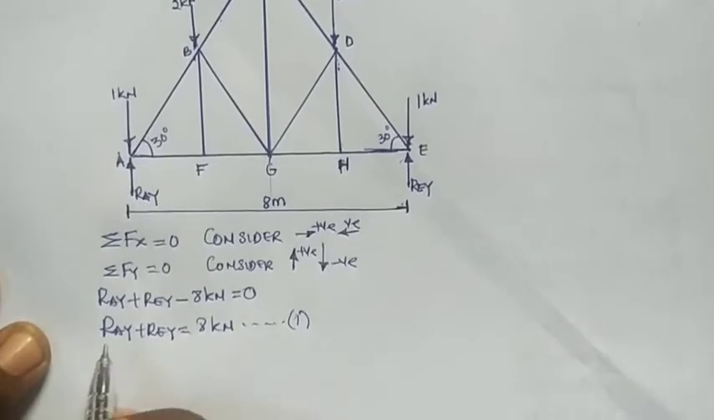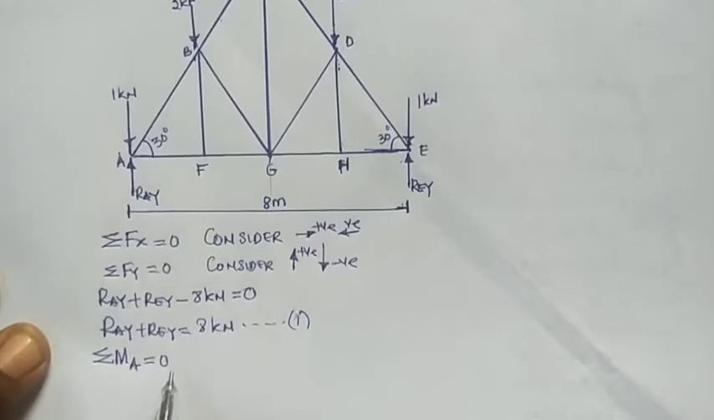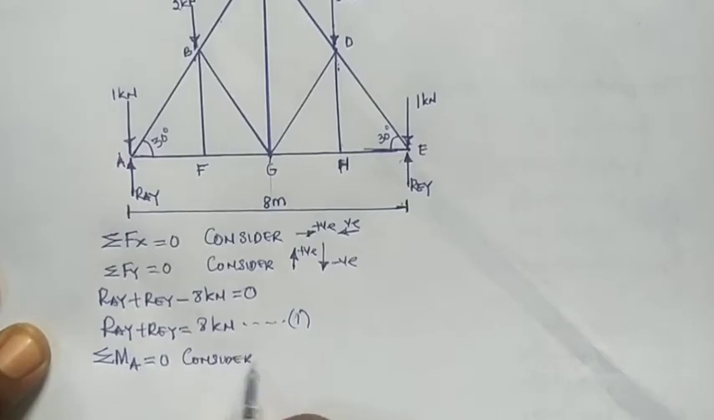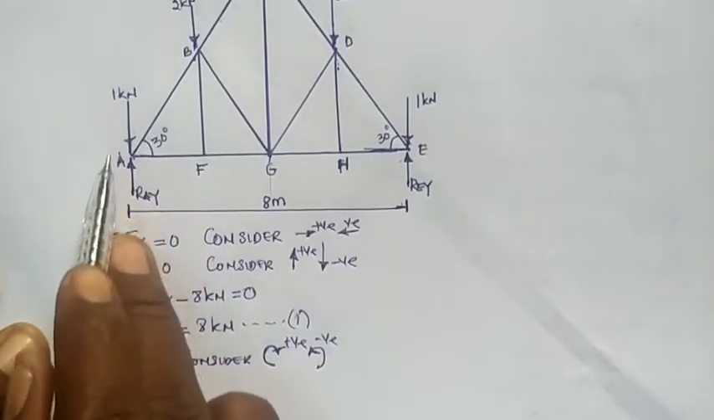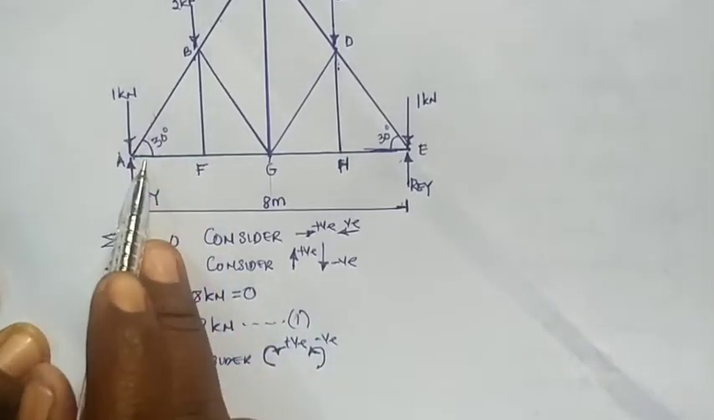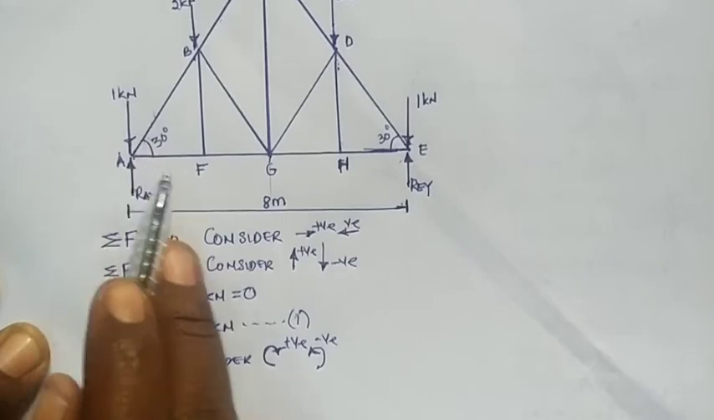Now the next thing you do, you take moment. Taking moment, summation of moment about point A equals 0. Now we want to consider clockwise moment to be positive and anti-clockwise moment to be negative, right? If I take moments here, everything at this place is not valuable anymore. It becomes 0.